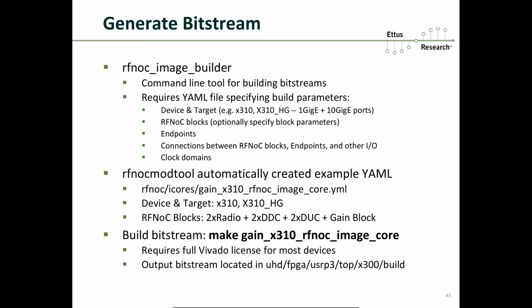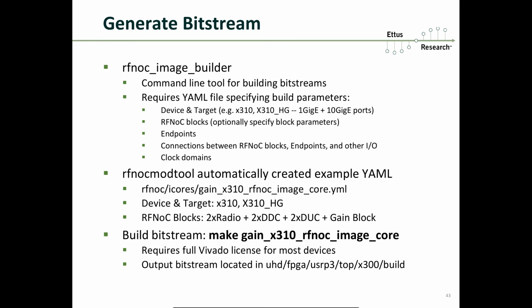What is in this YAML file is basically directives saying, okay, this is the device and target that we're building against. These are the rfnoc blocks that we'll have in there. These are the stream endpoints: how many are we going to have, what are they going to look like, some configuration values for them. What are the connections between the rfnoc blocks and the endpoints, and any other I/O that our rfnoc blocks need. This connections part is where we define and set up those static routes that I was talking about earlier. And then also defining clock domains and what clocks are hooked up to our blocks.